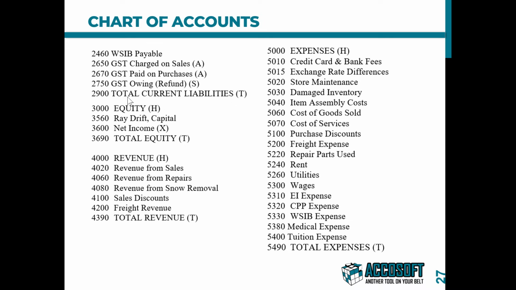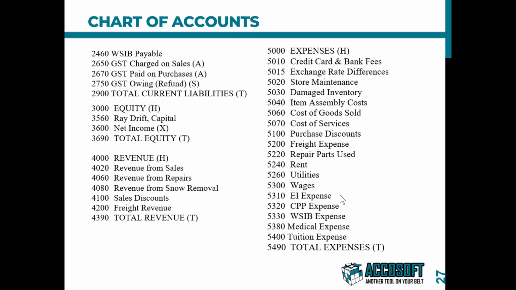You can also have equity as a heading, revenue from the sales, from the repairs, from the snow removal, which is all services and products that they offer. And finally, expenses, everything that was used in order to create these products and sell. You see here, this is COGS, cost of goods sold. If they bought a shovel for $10, this was the cost of goods sold. And if they sold it for $15, then the $5 is income.